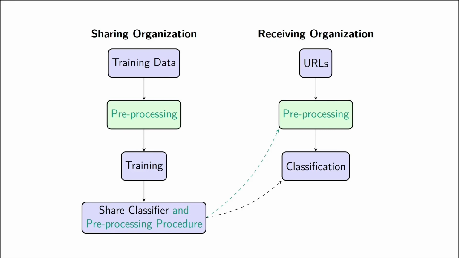This also means that the receiving organization, if it wants to feed URLs into the classifier for classification, needs to apply the same preprocessing before feeding the URLs to the classifier. Consequently, we do not only need to share the classifier, but also the preprocessing procedure. We consequently have to assume that the attacker also has access to this procedure, and thus have to construct it in a way that it is not reversible.